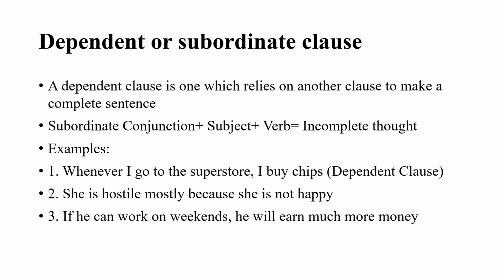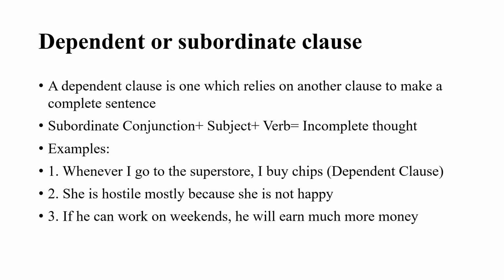Moving towards another type of the clause, which is a dependent clause, or we can say subordinate clause. A dependent clause is one which relies on another clause to make a complete sentence. So we can say this is entirely opposite to the independent clause because it is depending on another clause to convey its meaning or understanding. Whenever we have a dependent clause, we have a subordinate conjunction plus a subject plus a verb, but it will provide us with an incomplete thought.